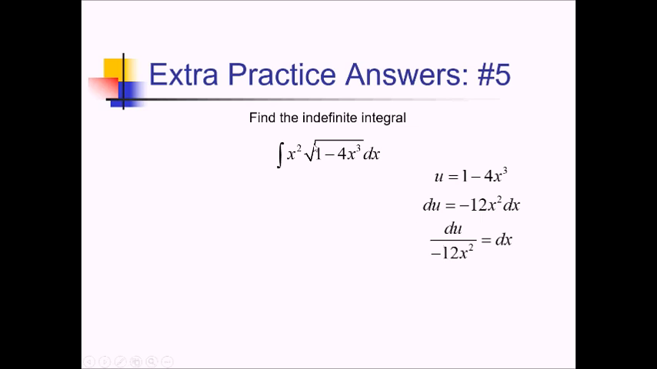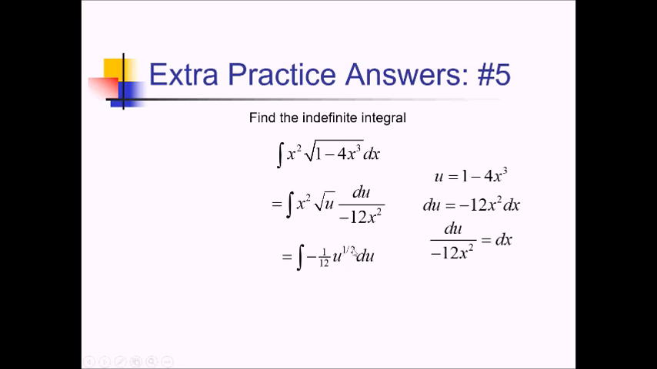Substituting back in, this is now x squared times the square root of u times du over negative 12x squared. And then these x squareds are going to cancel. This is going to be negative 1 over 12, and I'll just write this as u to the 1/2 power. Now we just have a du in there as well. And this is just a reverse power rule problem now.